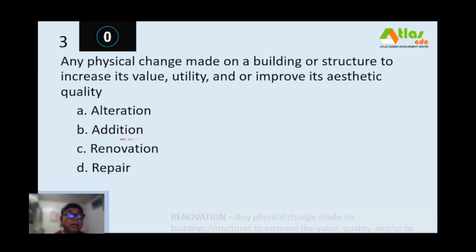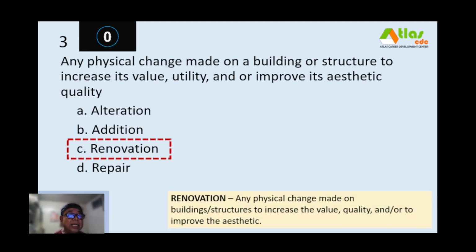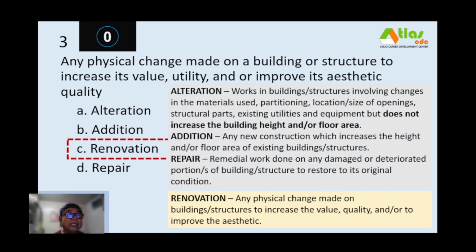And our correct answer is letter C, renovation. That is a physical change made on building structures to increase the value, quality, or to improve the aesthetics. Now, the other choices: alteration will be works in building structures involving changes in the materials used, partitioning, location, size of opening, structural parts, existing utilities and equipment, but does not increase the building height and or floor area.